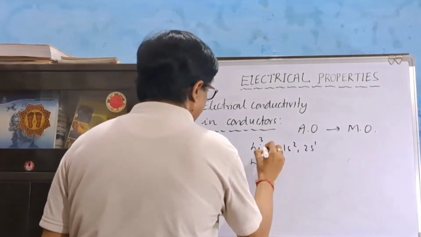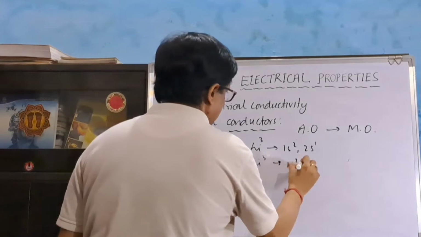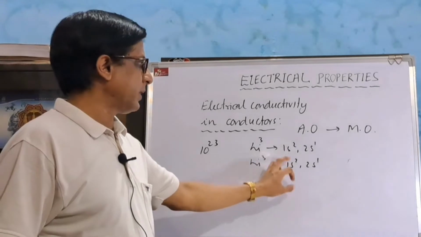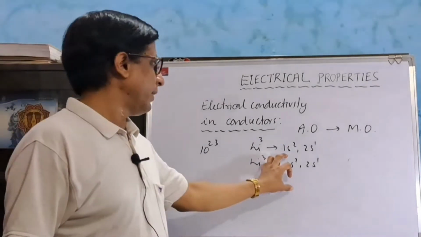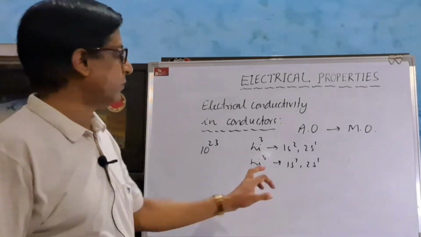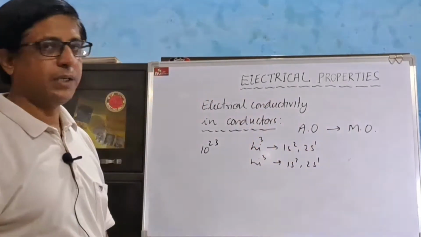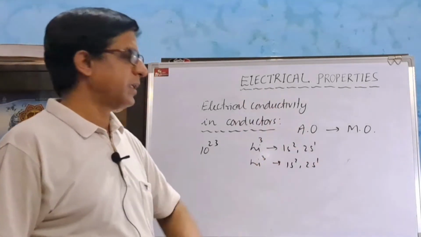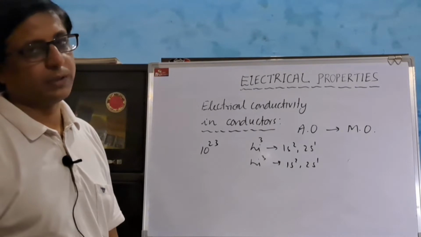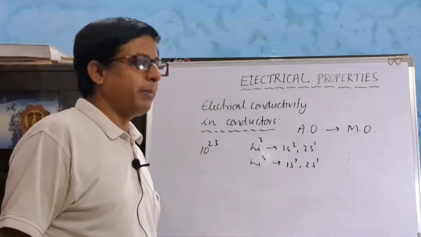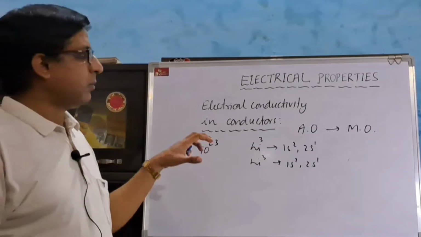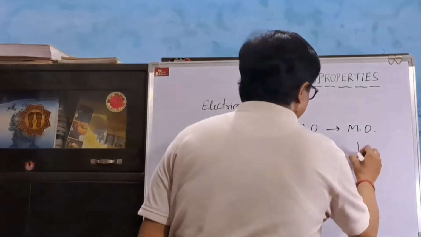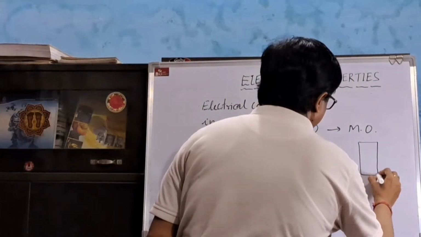Atomic orbitals having identical shape and nearly equal energy combine to form molecular orbitals. 1s and 1s combine to form molecular orbitals. Similarly, 2s and 2s combine to form molecular orbitals. And there are many atomic orbitals available, so the molecular orbitals are so closely spaced that they form bands.